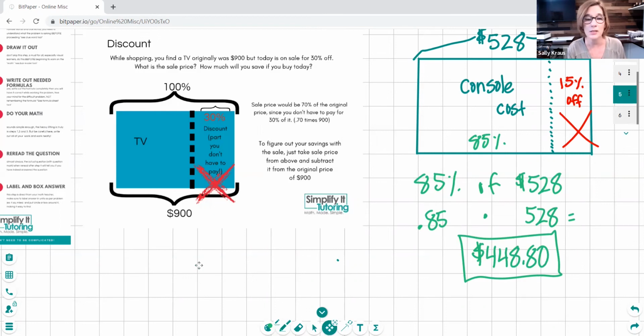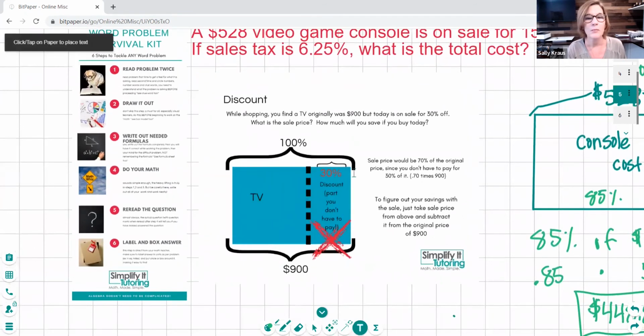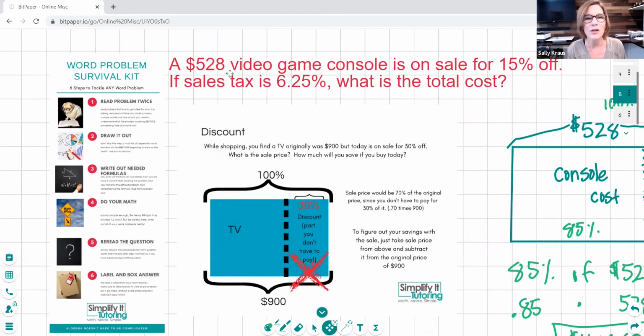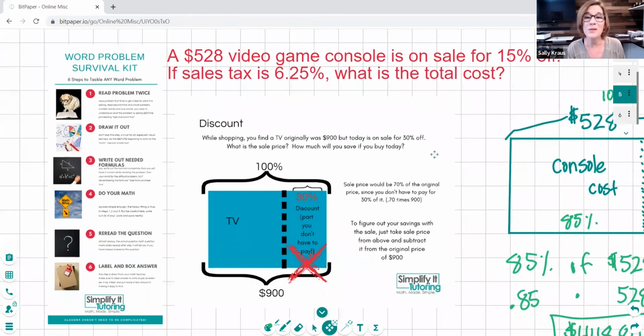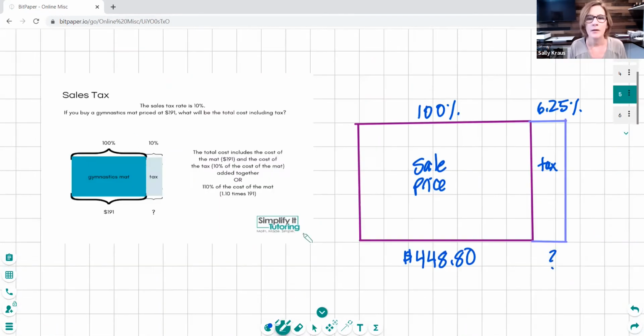Remember, that's our sales price after we get our discount, the sale that they're having, 15% off. But back in the problem, you'll see it says a $528 video game console is on sale for 15% off. We did that. If the sales tax is 6.25%, what is the total cost? So sometimes, oftentimes, these problems are not one step. Very rarely now will you get a one-step word problem. Sorry, guys. All right, so we figured out that what we have to pay for the console is $448.80.